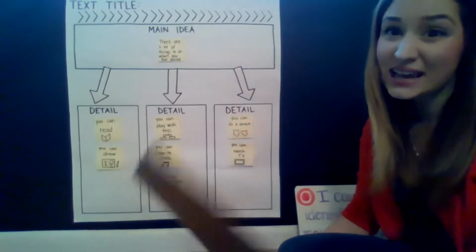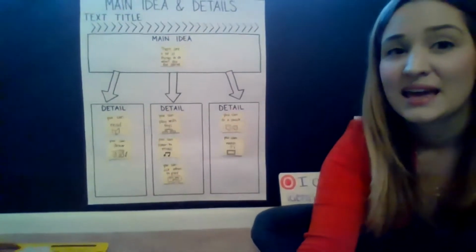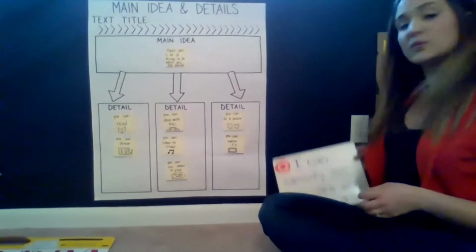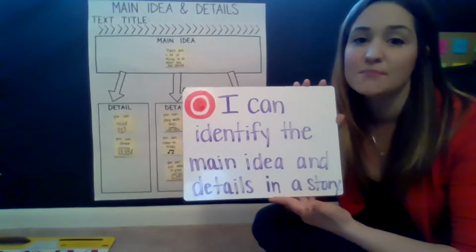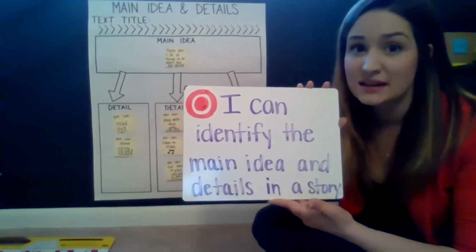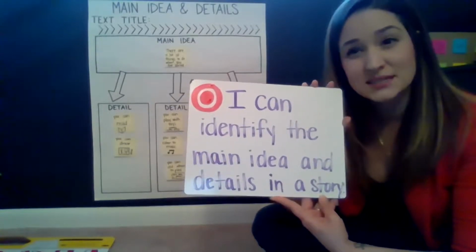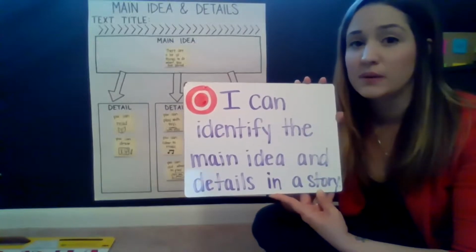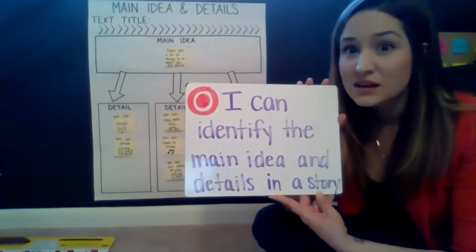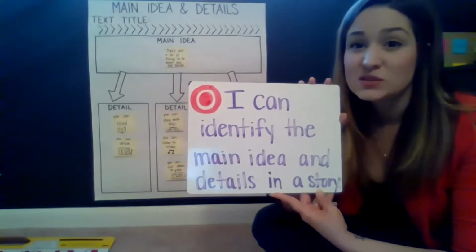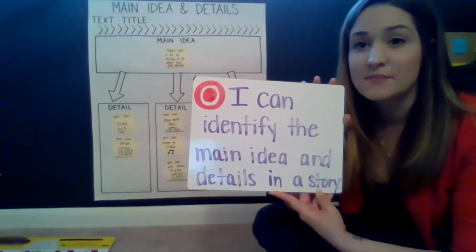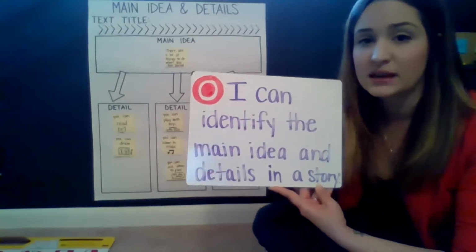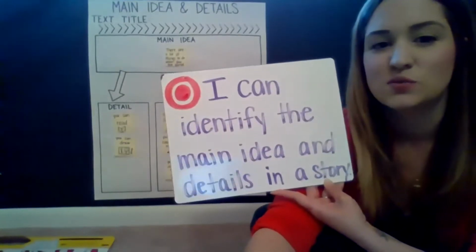So today we have a big target. And I'm going to bring this back a little bit so we can see our target again today. Our target was, I can identify the main idea and details in a story. And we just practiced that all together with our story about being bored. Now it's going to be your turn to try. So in your Google Classroom, you're going to see an assignment that is a main idea sorting activity. And I'll show you what this looks like, and we'll do one together.